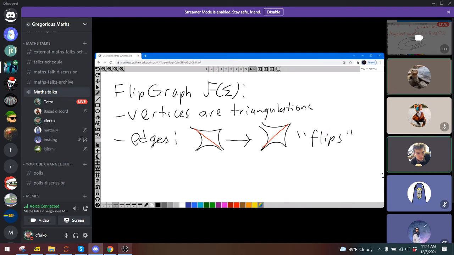Wait, sorry, there's an edge between two distinct triangulations if they're related by this kind of operation? Is that the statement? Yep. If they are related by a flip, then they're adjacent in the flip graph. So this object has been studied for finite surfaces quite a lot. It's also known as the triangulation graph.